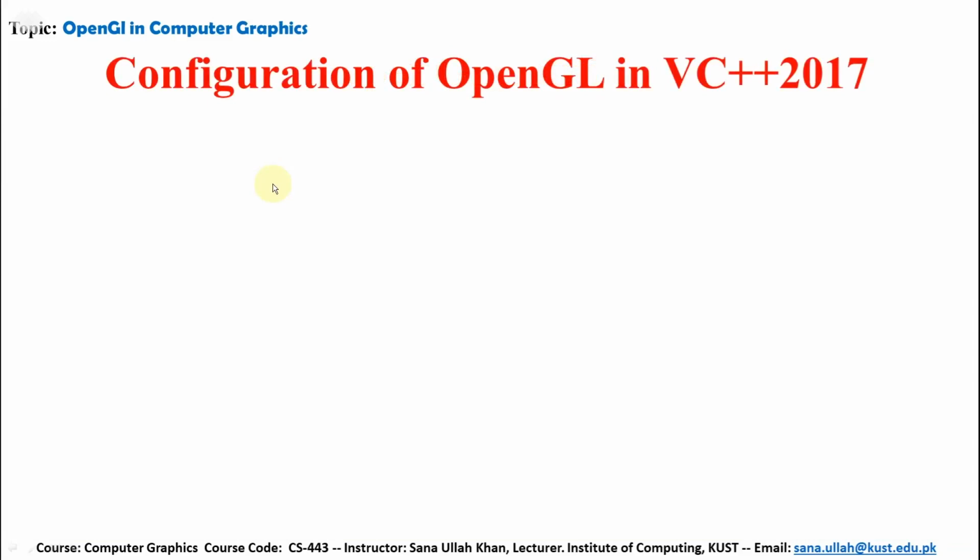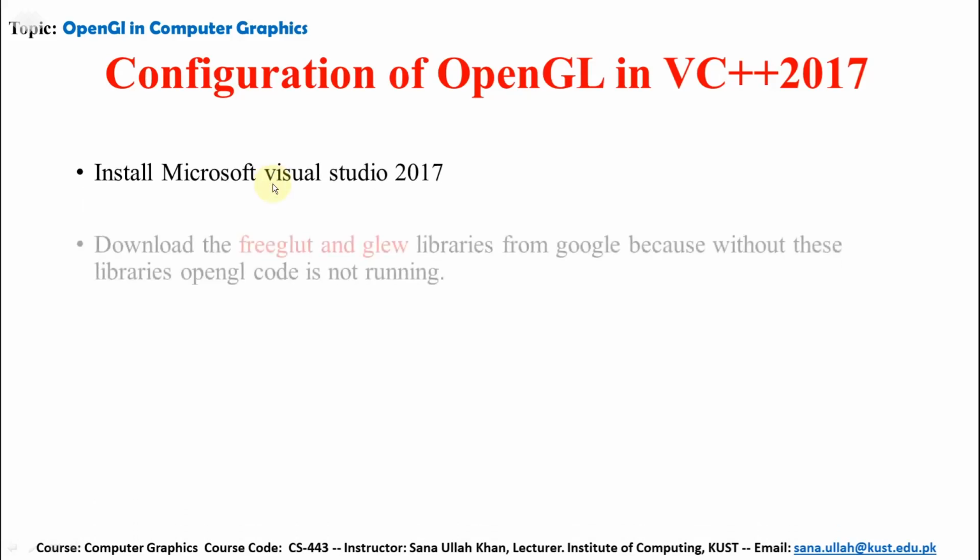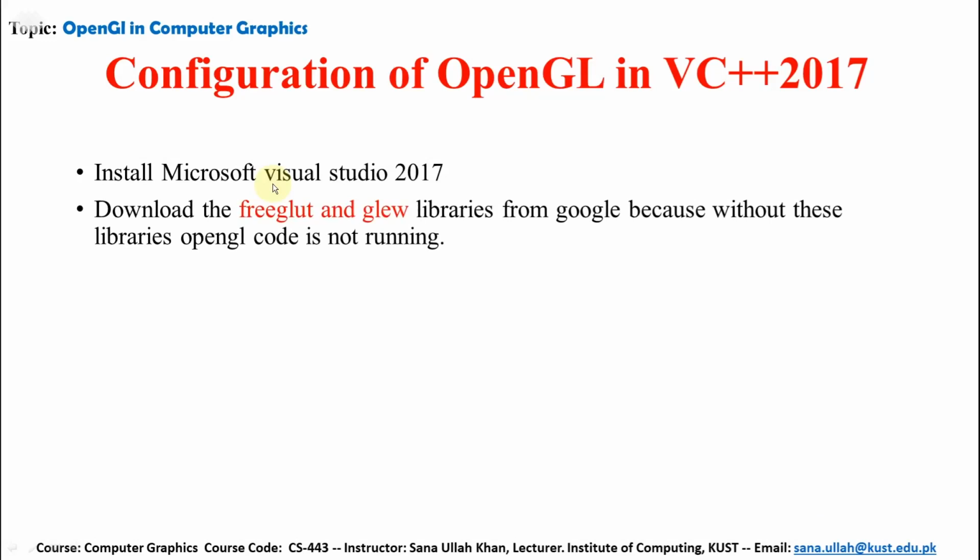So basic configuration of OpenGL in Visual Studio C++. How we can start to create a project in Visual C++ or to create an app development in OpenGL programming. So we need first to install Microsoft Visual Studio 2017 and then two basic libraries required for OpenGL programming. Without these libraries your OpenGL code will not run, which are freeglut and GLUT, freely available on Google.